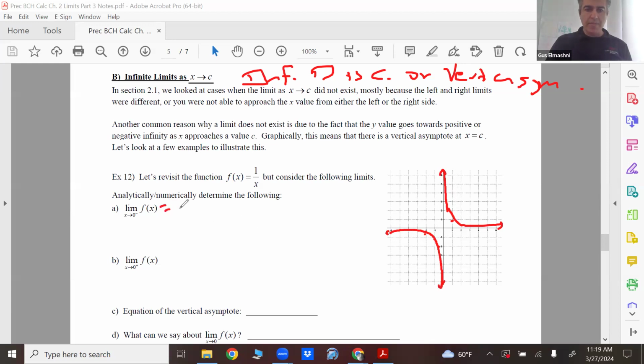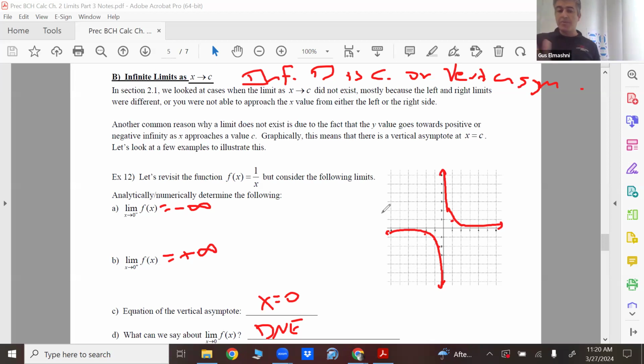So that's going to be negative infinity. That's going to be positive infinity. So the equation of the vertical asymptote is x equals 0, but the limit does not exist, of course, right? So that's what's happening. If x is approaching some number, but the limit itself is going towards negative infinity, that gives rise to a vertical asymptote. Okay, that's how we get vertical asymptotes in the first place.